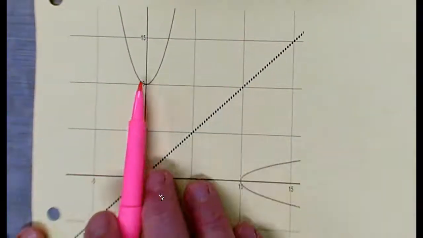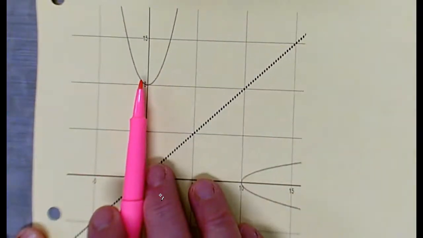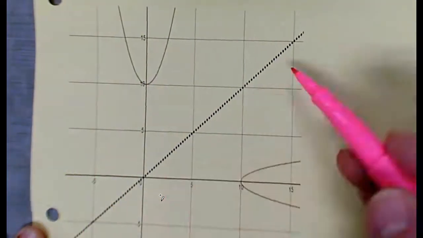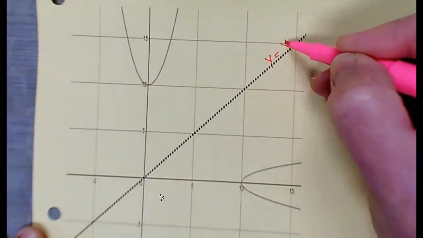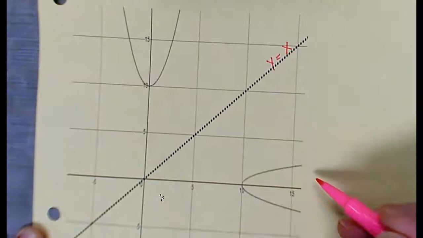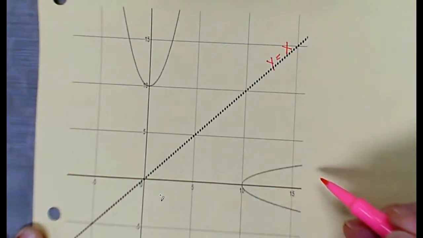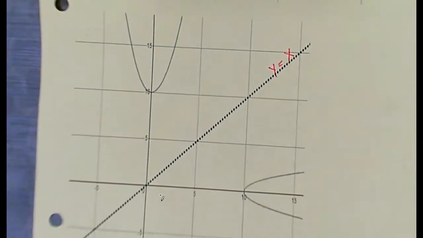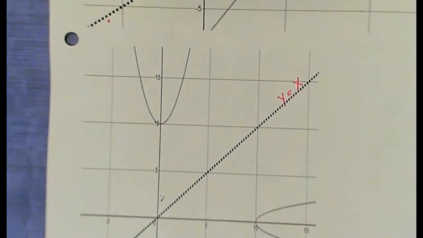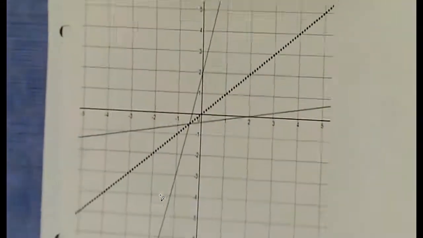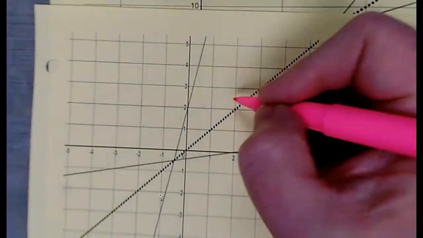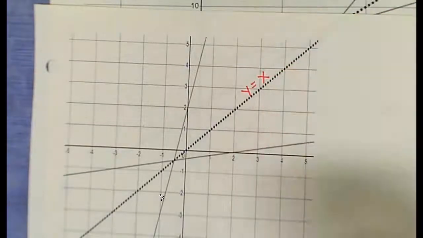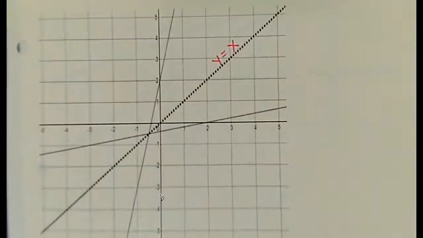This is a graph of a parabola. Here is the y equals x line. This is its inverse. So this is what's happening graphically. The inverses are reflections over the y equals x line.